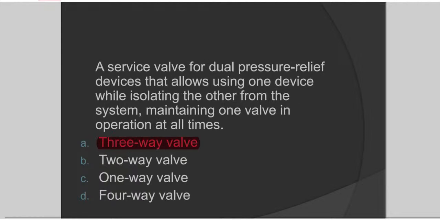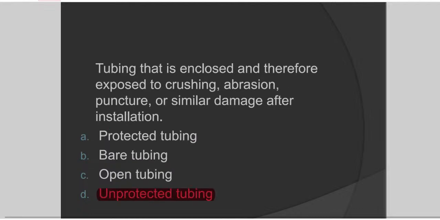A service valve for dual pressure relief devices that allows using one device while isolating the other from the system, maintaining one valve in operation at all times. A. Three-way valve. B. Two-way valve. C. One-way valve. D. Four-way valve. Tubing that is not enclosed and therefore exposed to crushing, abrasion, puncture, or similar damage after installation: A. Protected tubing. B. Bare tubing.